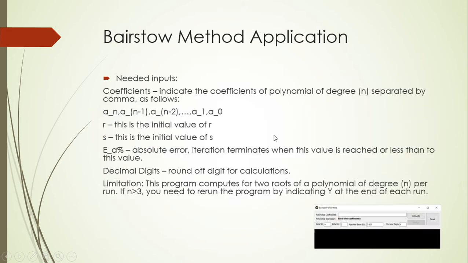So the needed inputs, as I mentioned: coefficients indicate the coefficients of the polynomial of degree n separated by comma as follows: an minus 1, an minus 2, and so on and so forth, a1 and a0. So R is the initial value of R, and S is the initial value of S. EA is the absolute error.